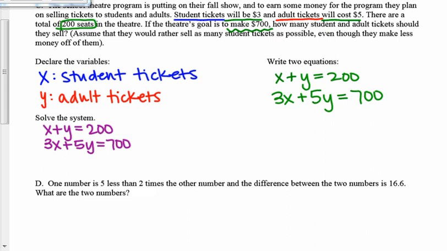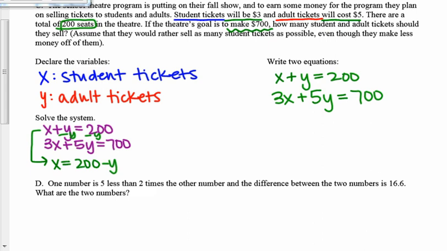Okay, so it's not really set up nicely to do substitution right now, but I want to do substitution. So I'm going to go ahead and manipulate one of these just a little bit and get it to a substitution version of it. So I'm going to take that first one and subtract y from the left and bring it over to the right. So my new equation there is x equals 200 minus y.